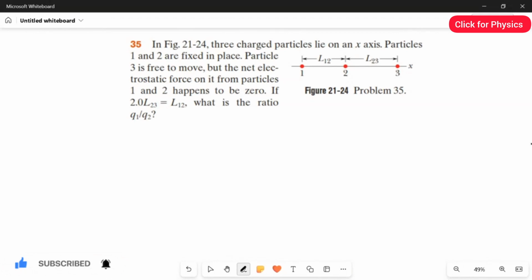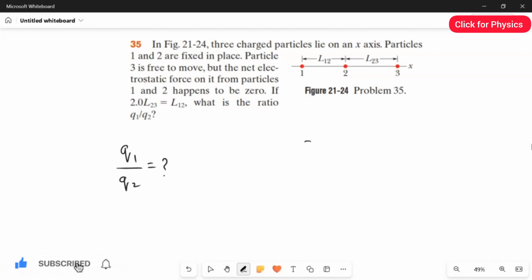So in this question, we are going to find the value of Q1 over Q2. So this value we have to find. But also they gave some information. If you look at this diagram, you have particle 1 and 2, which are fixed on the x-axis, and the third particle is also on the x-axis, but the third particle is free to move. And also they mentioned the net force of particles 1 and 2 on the third is equal to 0. That means the electrostatic force of charge 1 on 3 and the electrostatic force of 2 on 3 should cancel to 0.